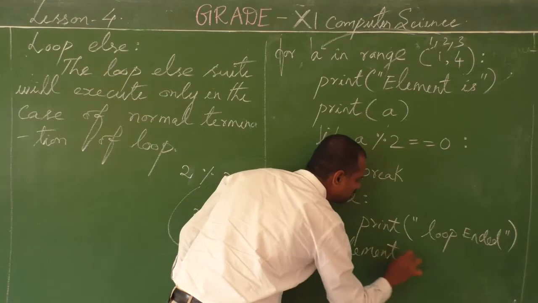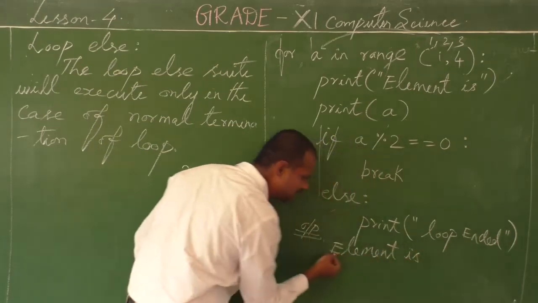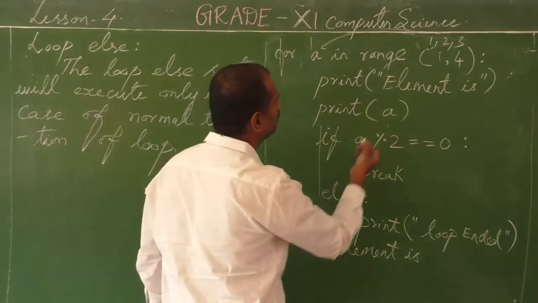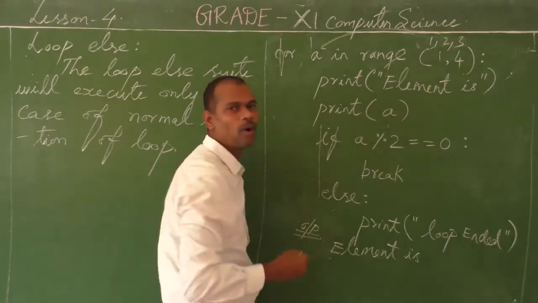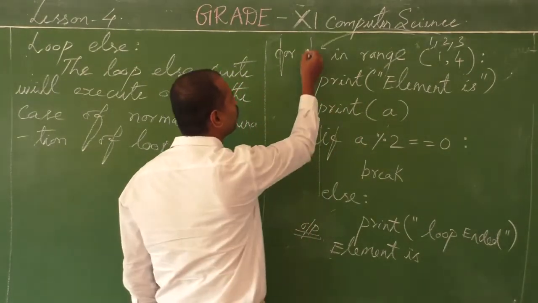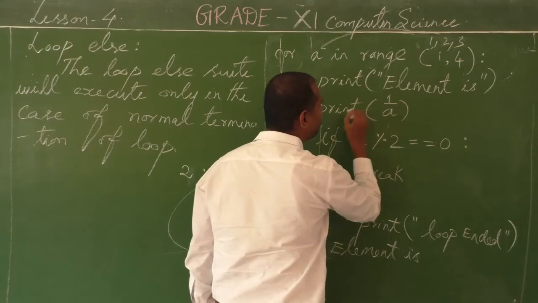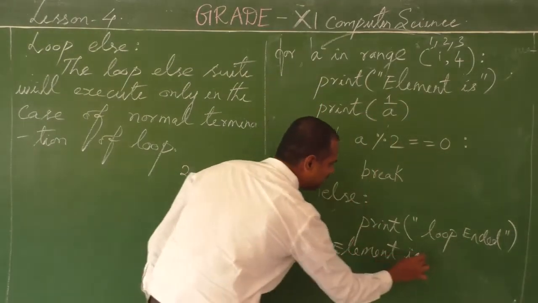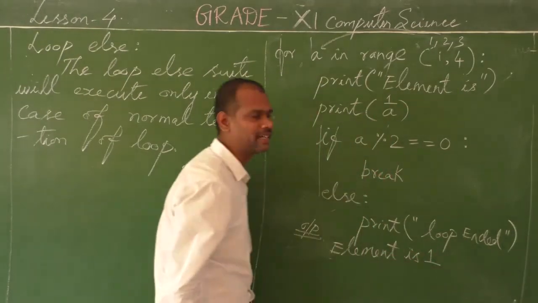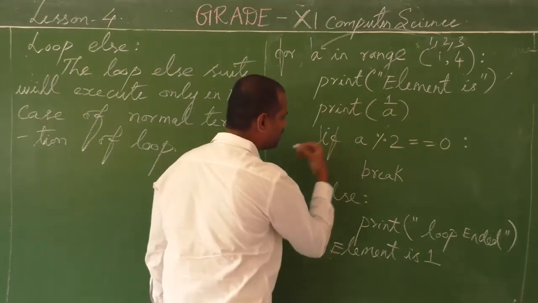Element is, and this line is output, okay? Fine. And next, print A. What is the value of A? It is 1. So now here 1. Print 1. So that element is 1 will be printed. Okay. Now you come here.